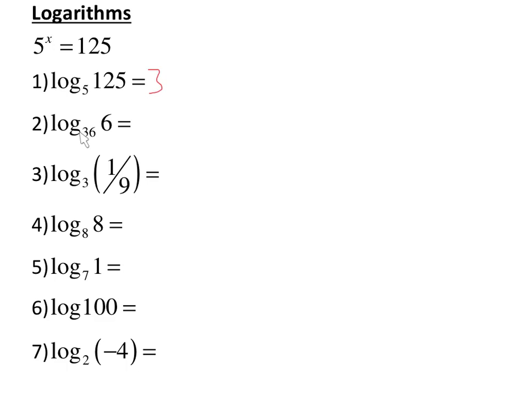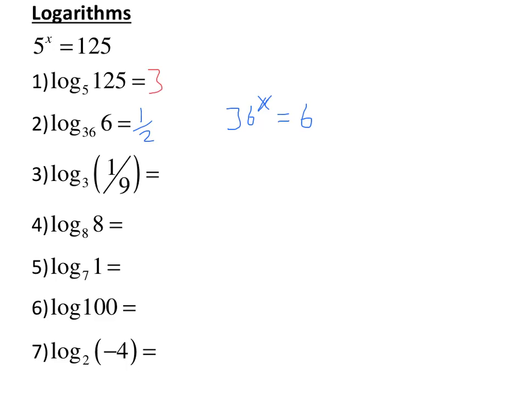Now this next problem is saying 36 to the what power is 6. So let's write that real quick. It's saying 36 to the what power is 6. Now that's a little bit trickier. I'm trying to think, okay, 36 to what power is 6? Well, I notice that's a square root of 36. How do you get a square root? Oh, a half power is a square root. So that means the answer is a half, because 36 square rooted is 6, and a half power is a square root, so that's what we're dealing with there.